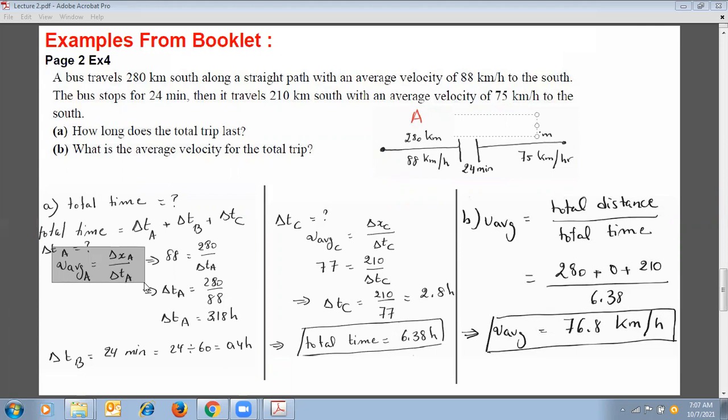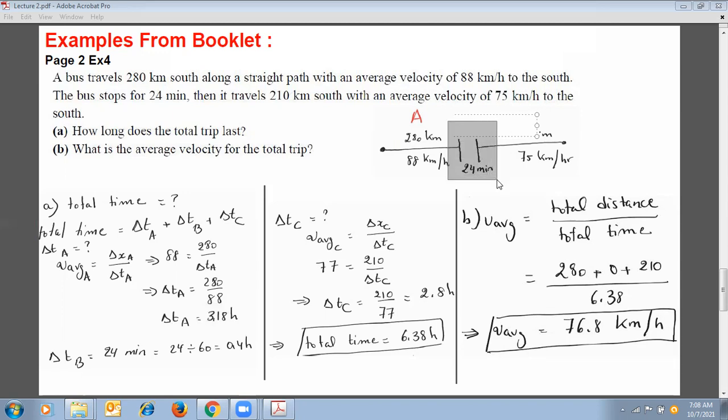Since we have section A, section B, section C, I decided to call them V average A, delta XA, delta TA. Okay. Now we just plug the values that we are given. V average A is 88, delta XA is 280, over delta TA. Here I don't have to worry about units because everything is in kilometers and hours, except for this one in minutes, so we have to change this. So I just follow the math here and I will find that delta TA is 3.18 hours.